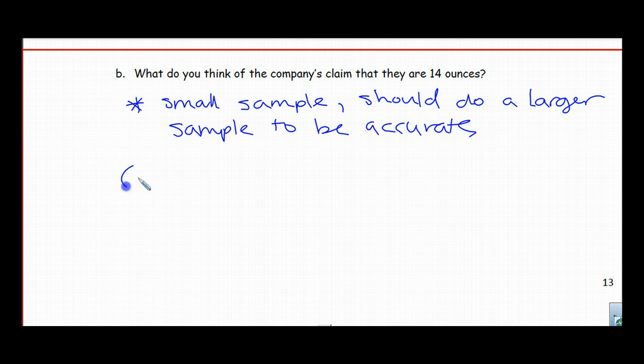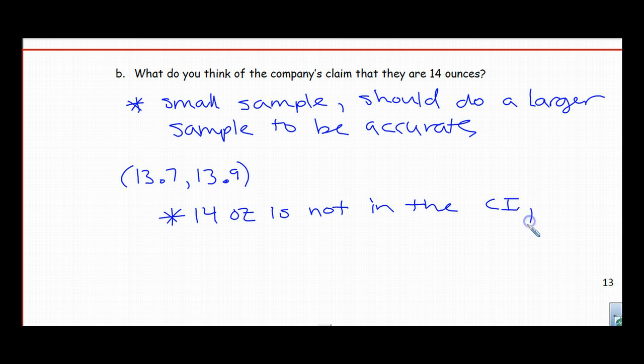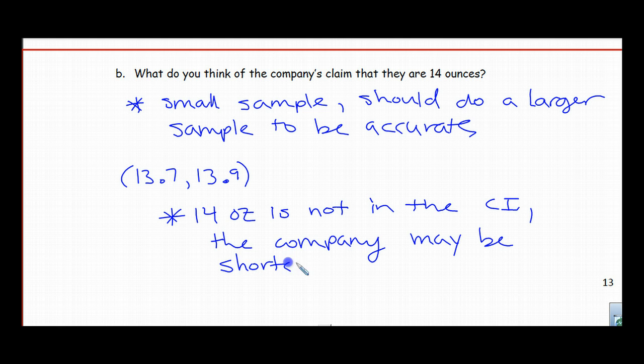But let's look at the actual thing that we got, 13.7 to 13.9. What was the company's claim? That it was 14 ounces. This is not even including 14 ounces. So we're going to say 14 ounces is not in the confidence interval. And we could say that the company may be shortchanging the customer.